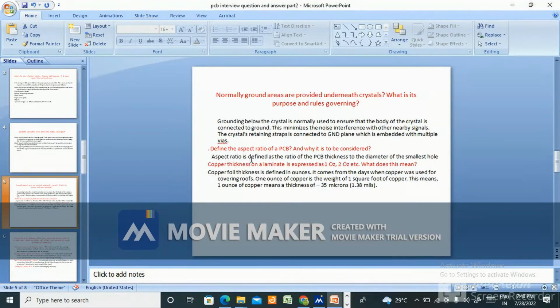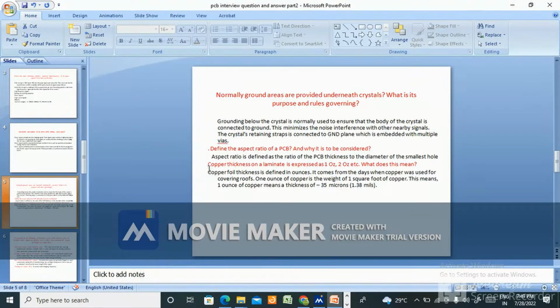And then, define the aspect ratio of PCB and why it is to be considered. What is aspect ratio? Aspect ratio is defined as the ratio of the PCB thickness to the diameter of the smallest hole. Okay. Aspect ratio question is common. They'll ask what is aspect ratio. Aspect ratio is defined as the ratio of the PCB thickness to the diameter of the smallest hole.